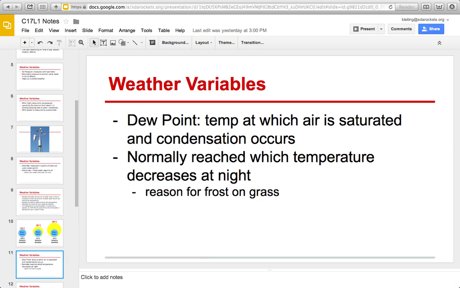So we have the water vapor in the air, and as temperature starts to come down, the relative humidity stays the same. So we have the same amount of water vapor, but we start to become more and more saturated. And as we become more and more saturated, at some point it hits the dew point, which is a temperature. And when it hits that temperature, that's when it starts to condense into liquid or even frost.